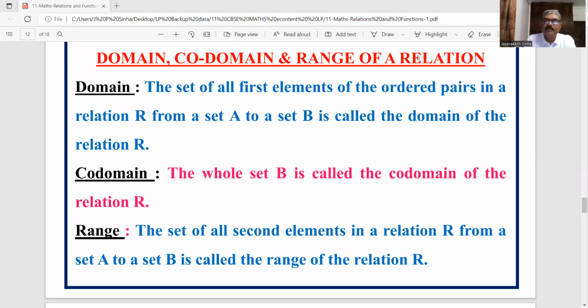Hello students. So today we are going to learn about domain, codomain and range of a relation. In the last class we have already seen what are the ordered pairs, what is the Cartesian product of two sets, and what is the relation. We have already seen from the example also, and we have seen the definition also. In this class we are going to learn about the domain, range and codomain of a relation.